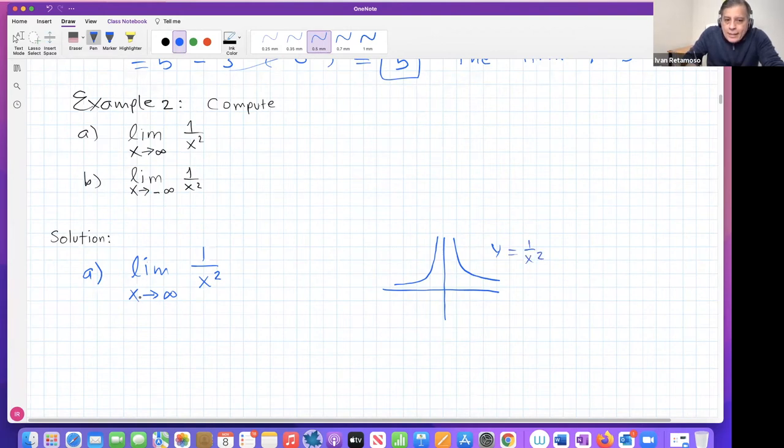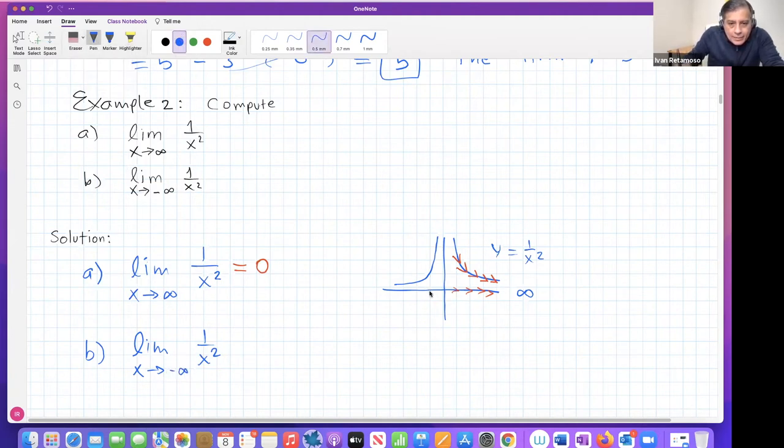Now, x approaches infinity, which lives here, right? So if you approach x to infinity, the output values are coming down, coming down. So this limit should be what? They're decreasing, headed to zero. Zero, right? Similarly, for part B, the limit as x approaches minus infinity of 1 over x squared. What would that be?